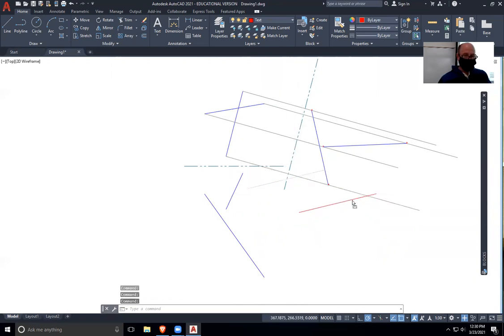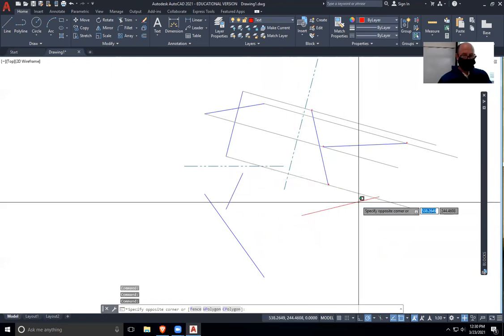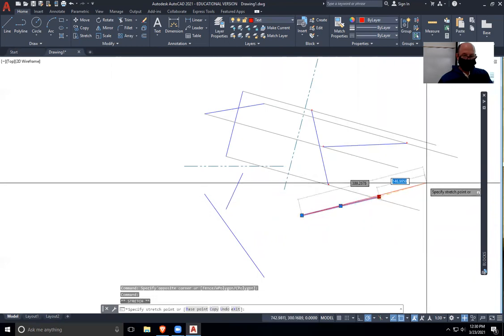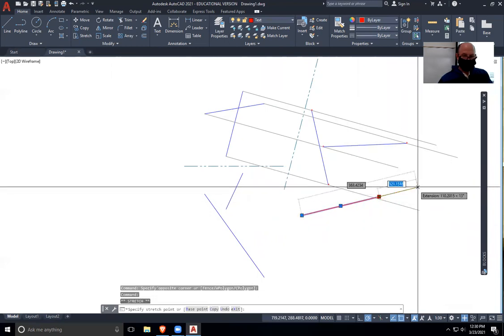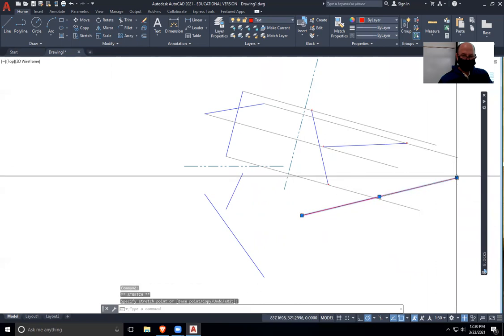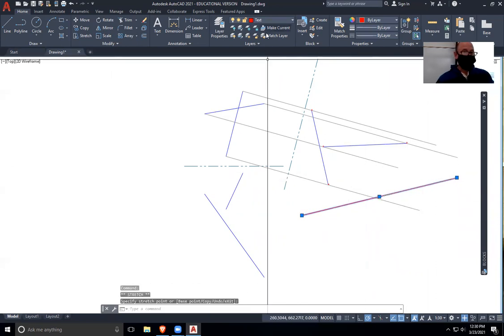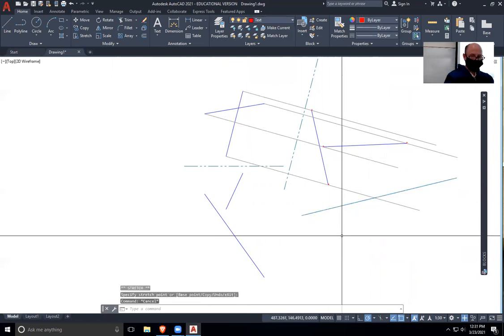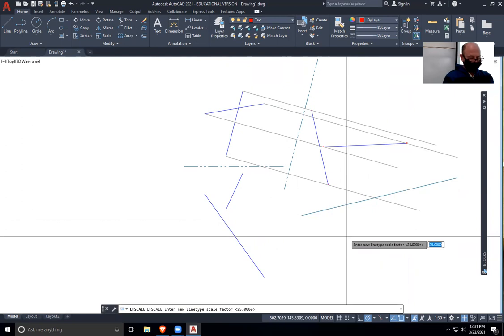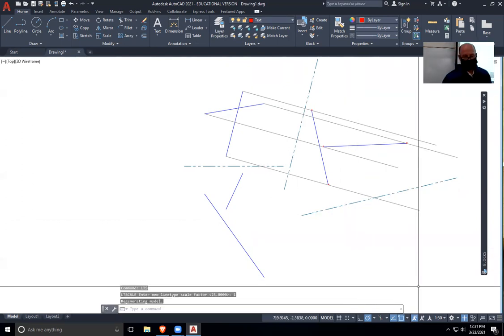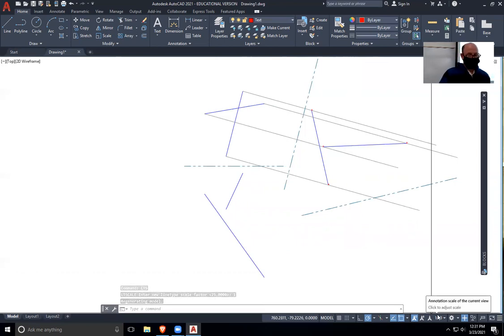So I might have to lengthen that out a bit. Should just use the lengthen thing, but oh well. I'll put that on the phantom layer. There we go. Oh, and then LTS, I'll put it back to 1. There. Okay, now that I have my annotative scale.